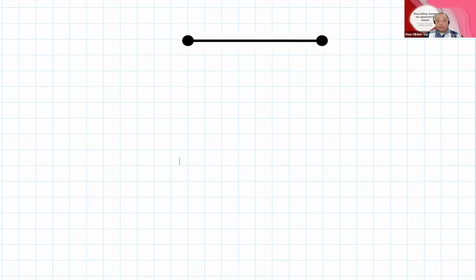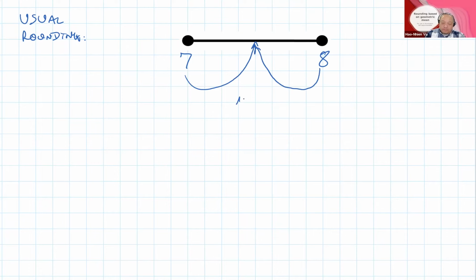Another way to view the normal, or usual, rounding method is to say you have a choice between 7 and 8. Then what you do is you take the mean, or specifically the arithmetic mean of 7 and 8, which is (7 plus 8) over 2 equals 7.5.